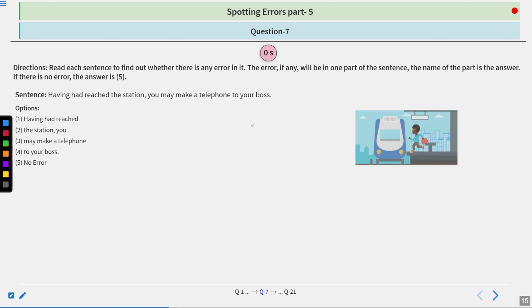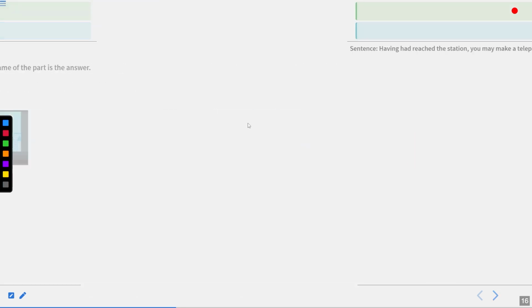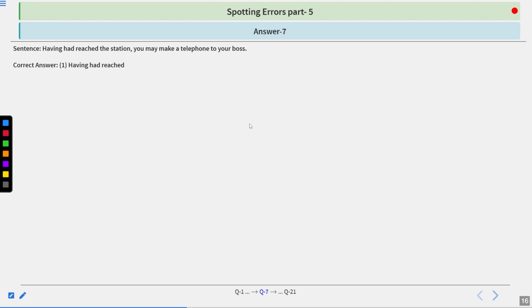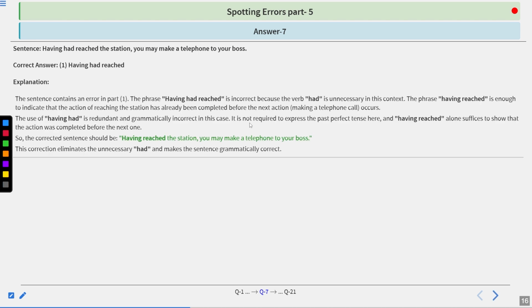I hope you have answered. Let's look at the correct answer. The correct answer is 1, having had reached. Let's look at the correct explanation. The sentence contains an error in part 1.